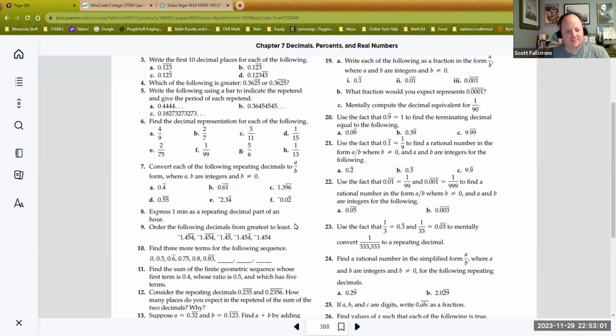Now, again, it's possible as you do greatest to least that maybe some of them are exactly the same. If they are exactly the same, just make sure that you put an equal sign between them. For the others, insert a symbol.